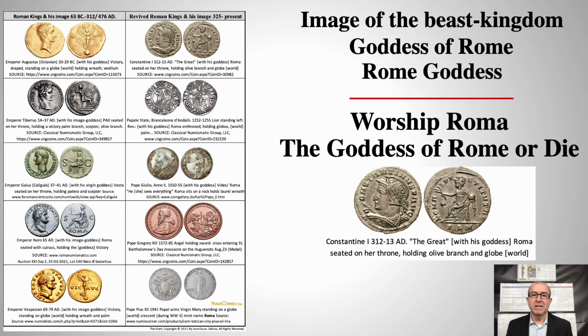On the left side of my chart are the Roman kings and his image starting from 63 BC, and on the right side is the revived Roman kingdom and his image starting at 325 to present time, which I'm trying to warn you that from the first ecumenical councils and during the Catholic Inquisitions, they forced millions to worship Roma, the city, and the goddess of Rome, or die.